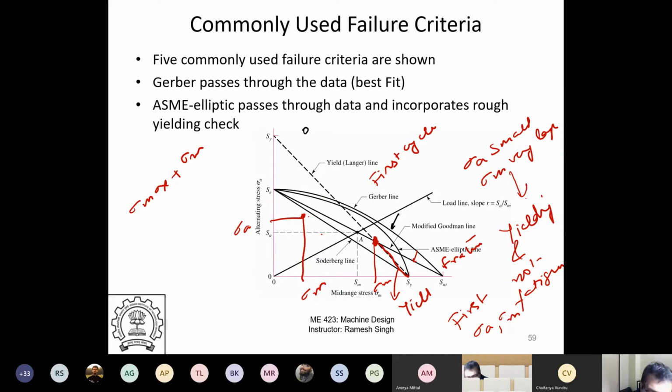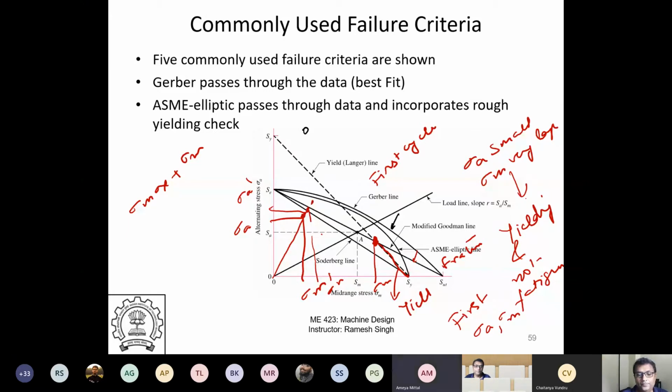So I'm still safe. But the moment I have another combination, say sigma A dash and sigma M dash, which is right at this envelope, I have a factor of safety of just 1. I am actually very close to being unsafe, or in other words, just on the borderline of infinite life. If I go beyond here, I have a finite life.